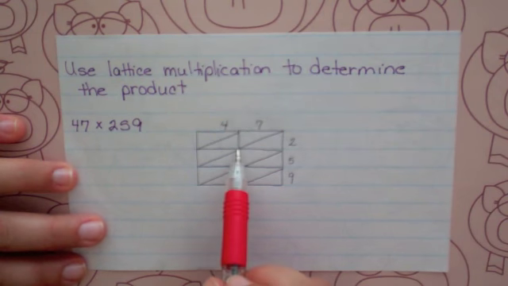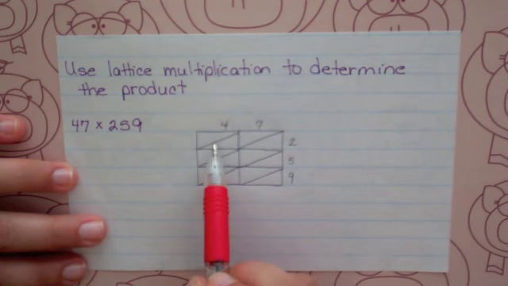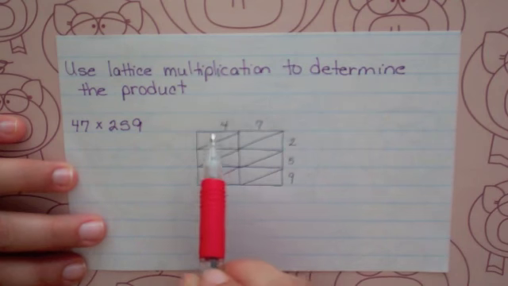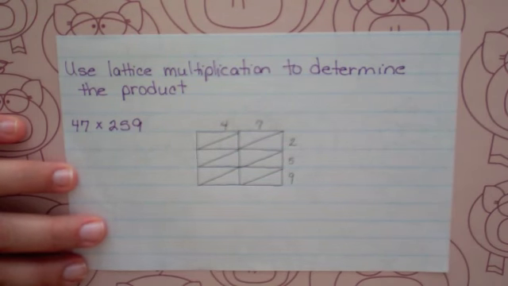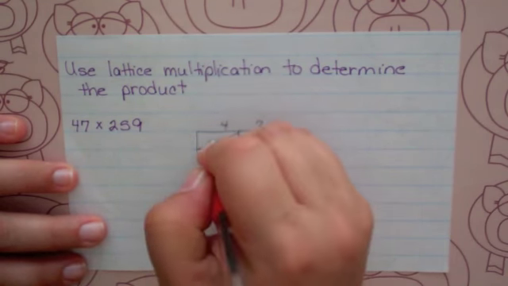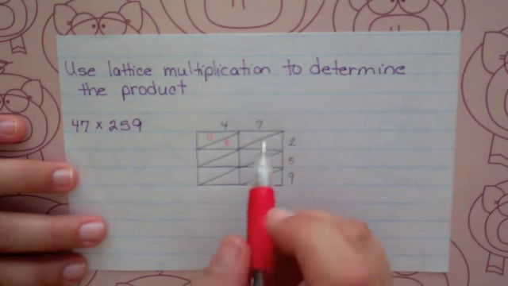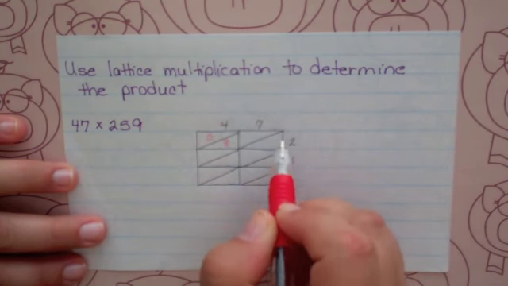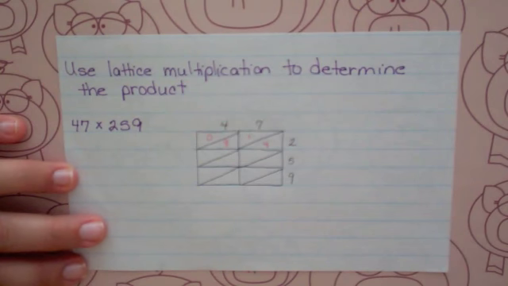All right, so this is the cell that corresponds to the 4 and the 2. To fill this cell, I'm going to multiply 4 times 2, and 4 times 2 is 8. Now notice that this cell is broken up into 2 parts, so if I want to write 8, I need to write it as 0, 8. This box right here corresponds to 7 times 2. 7 times 2 is 14. Since it's a 2-digit number, there we go, 14.